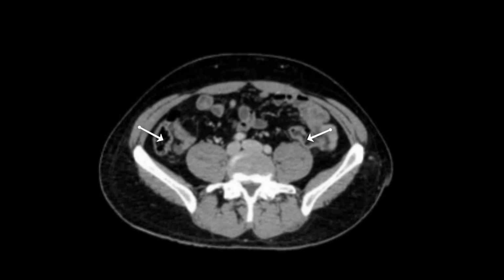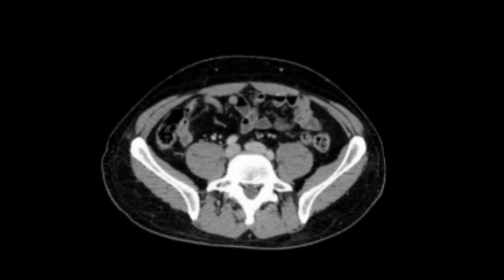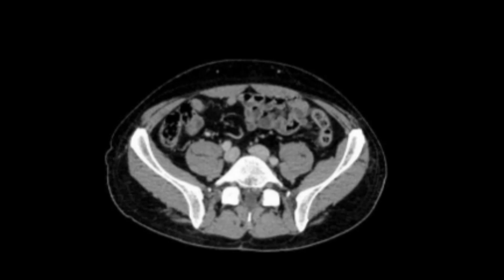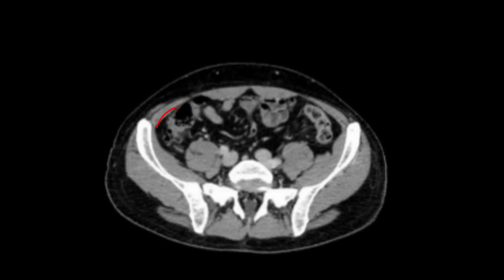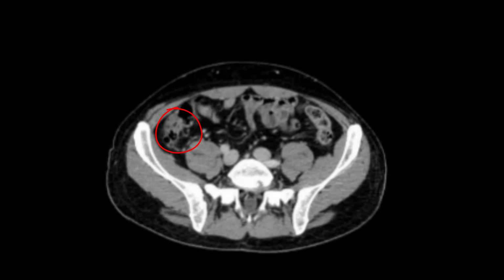As I scroll down, I easily can identify the ascending and descending colons here because of the stool inside, the very typical appearance of the stool. And I also see how the ascending colon becomes wider and continues with the cecum on the right side of the image.